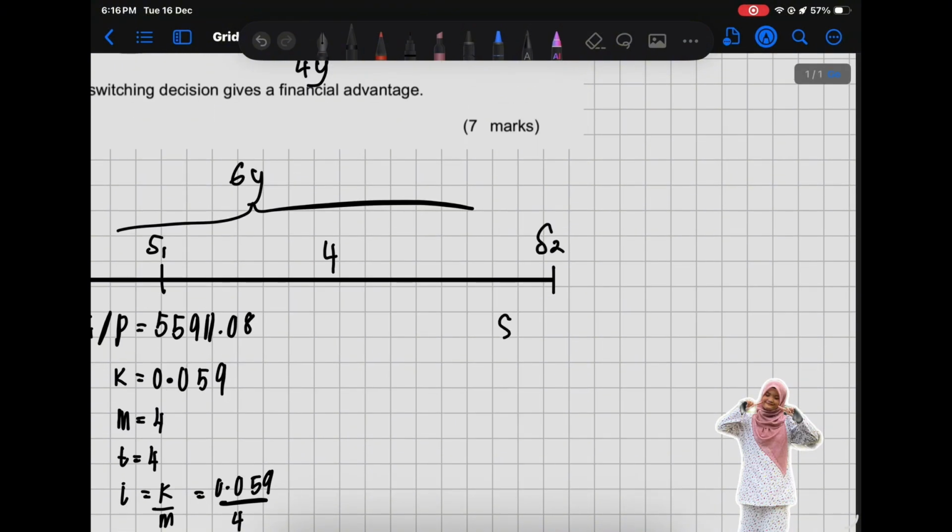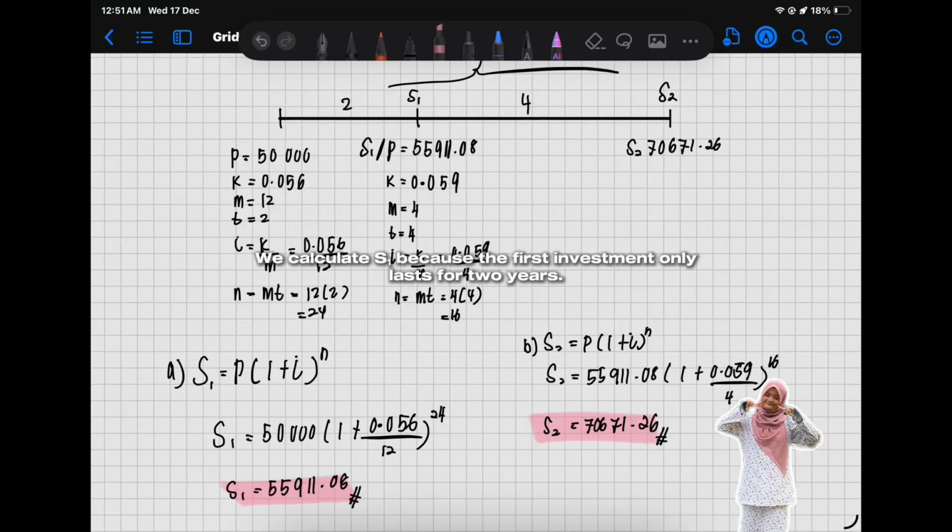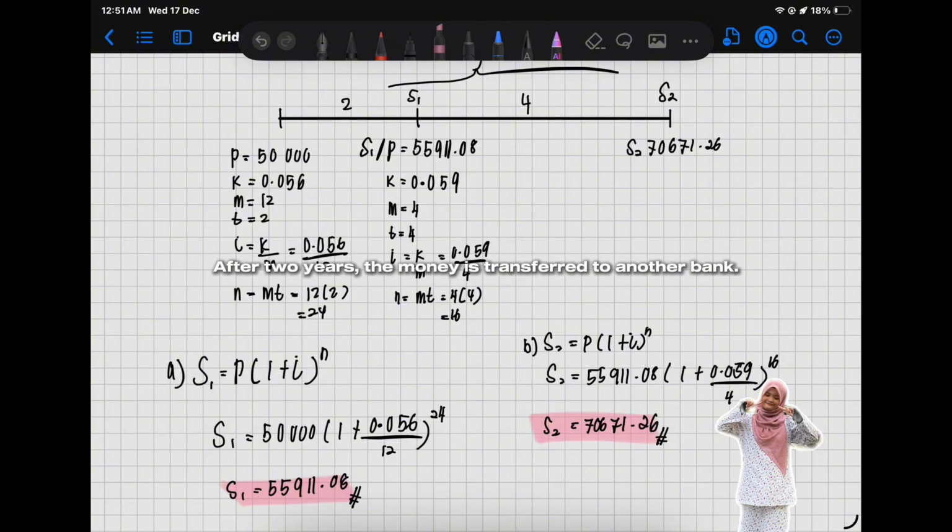Here I want to explain why I write S1 and S2. We calculate S1 because the first investment only lasts for 2 years. At the end of 2 years, the accumulated amount is obtained, and this amount is called S1. After 2 years, the money is transferred to another bank. Therefore, the amount S1 becomes the new principal for the second investment. We calculate S2 to find the final amount after a total of 6 years.